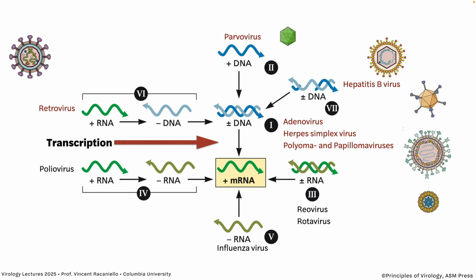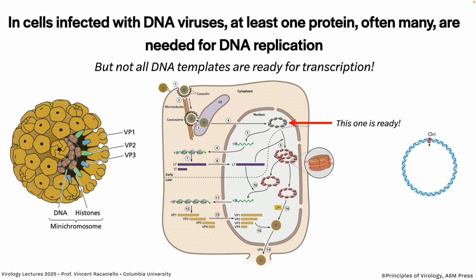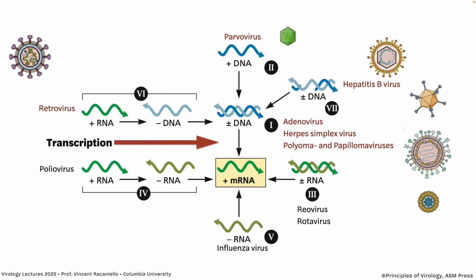So what templates are ready for transcription? Well, the ones that are double-stranded DNA, like adenoviruses, herpesviruses, and the polyoma and papillomaviruses. These are the polyomaviruses I alluded to here. They have double-stranded DNA, gets in the nucleus, ready to be transcribed, and the papillomas as well. So there are some that are ready to go, but others have to be repaired. And this is all because you have to make at least one protein before you replicate your DNA.